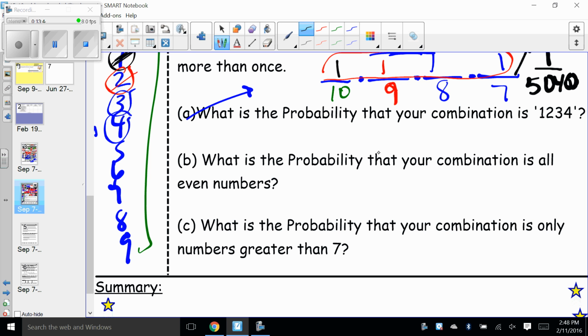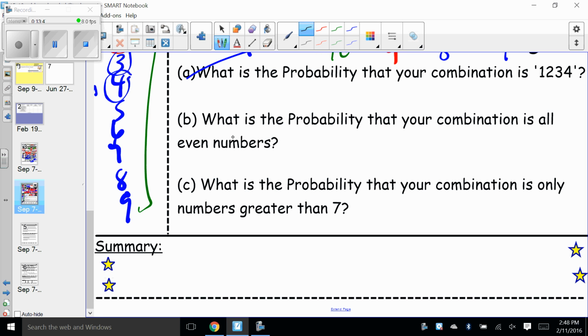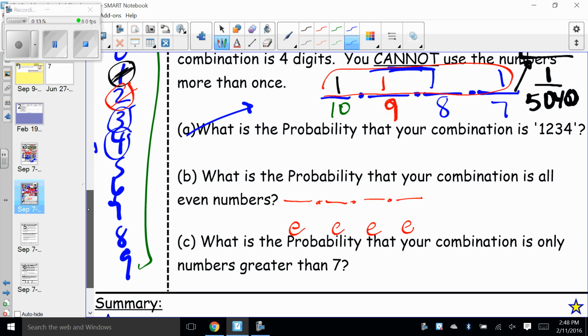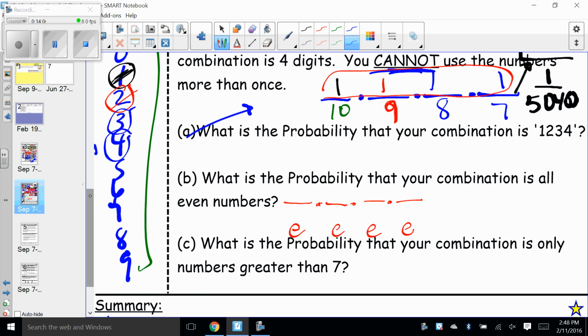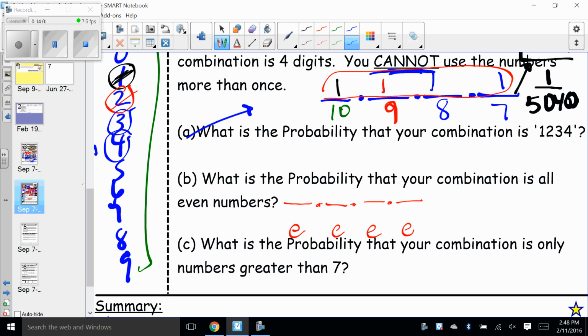In part B, what's the probability that all of my numbers are even? So an even, an even, an even, and an even. Multiplying them out. Now remember, we have 10 to choose from. So we're going to go back to scratch here. I'm going to pretend like none of that's there. I have 10 choices in that first spot. If I identify the even numbers, I have 2, 4, 0, 6, and 8. So I have a 5 out of 10 chance.